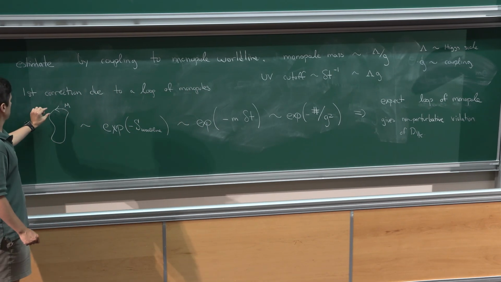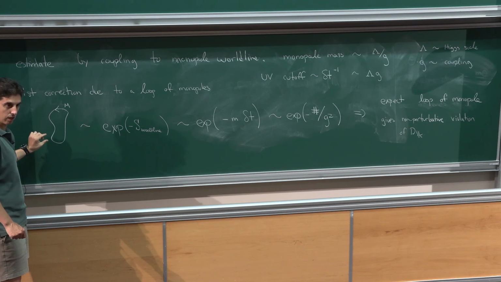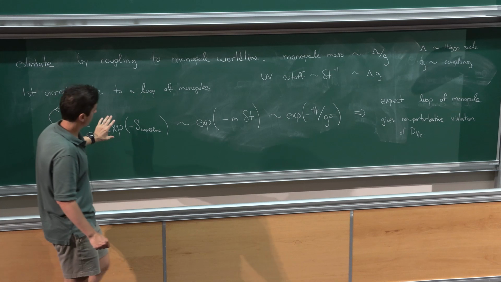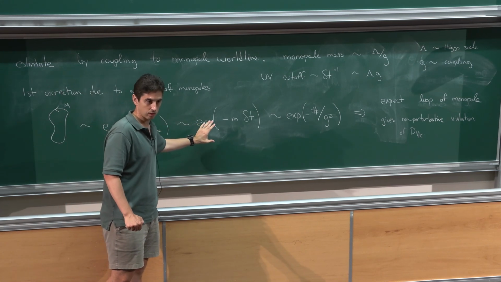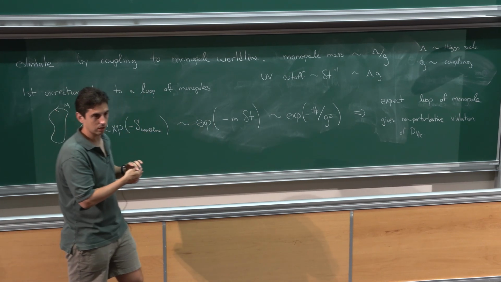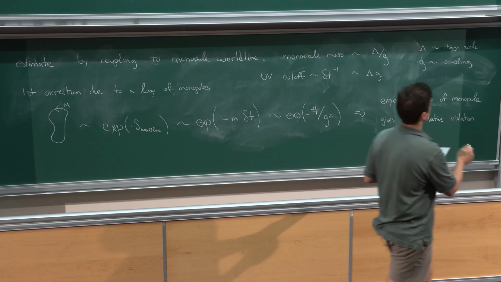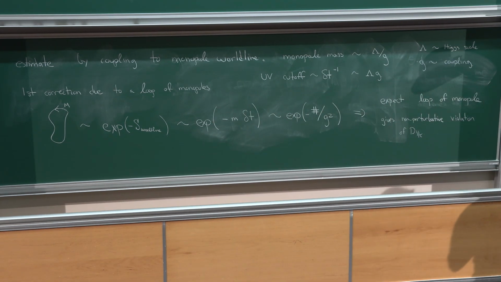For instance, suppose the monopole has some fermion zero modes, right? Then this would multiply the product of those zero modes. I'll show you that actually momentarily. Yeah, but I'd like to give this intuition just so you see the size.